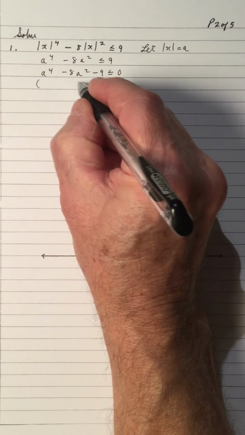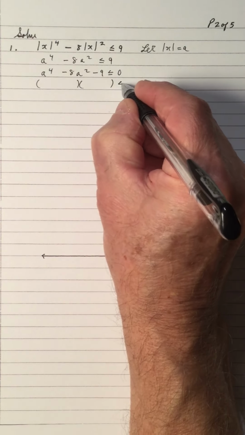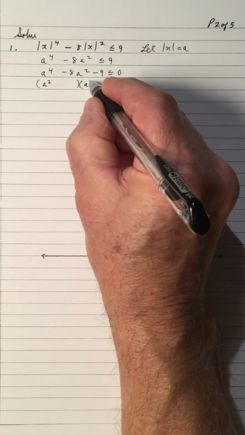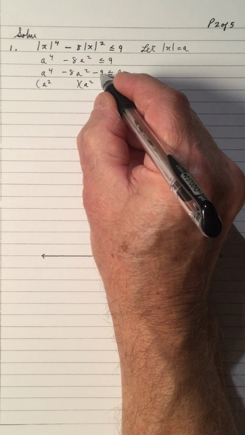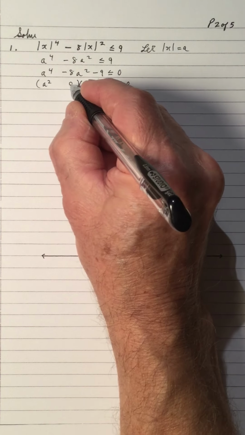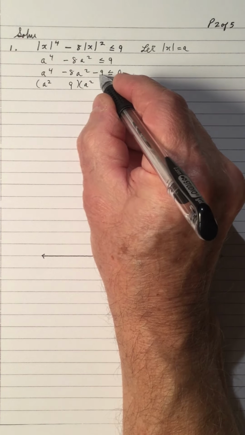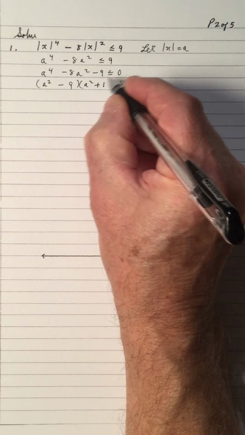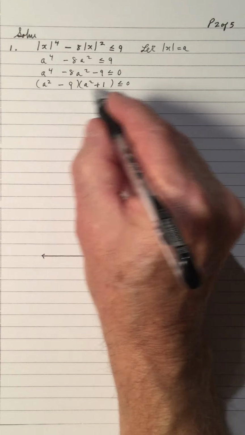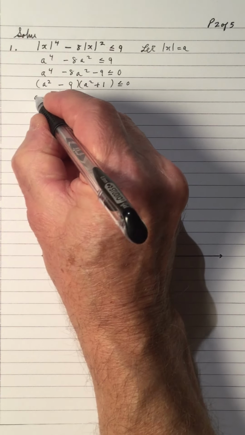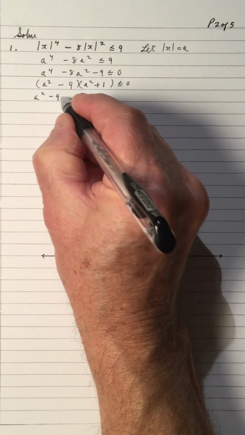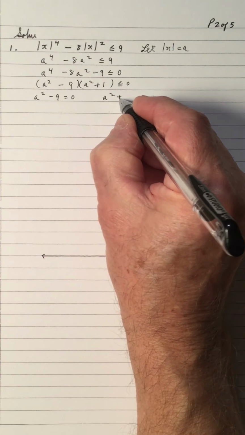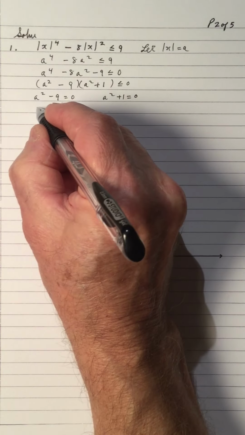We've got a square here, so let's see if we can factor. A to the fourth is a squared times a squared. The factors of 9 to give me an 8 are 9 and 1. The product is negative 9. The sum is negative 8. So that's negative 9 plus 1. And because this is factored, I can say that a squared minus 9 is equal to 0, and a squared plus 1 is equal to 0.